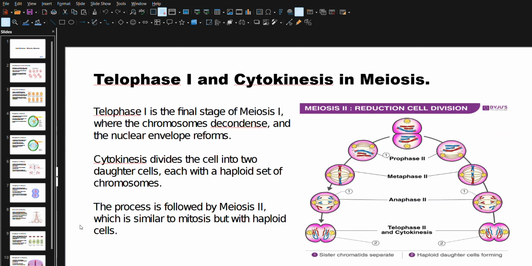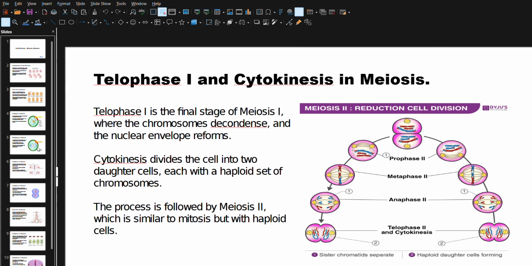Next, we are going to see telophase 1 and cytokinesis in meiosis. So what is telophase? Telophase is the final stage in meiosis 1 where the chromosomes decondense and the nuclear envelope reforms. Cytokinesis divides the cell into two daughter cells, each with a haploid set of chromosomes. This diagram represents the reduction cell division. This process is followed by meiosis 2, which is similar to mitosis, but with haploid cells.